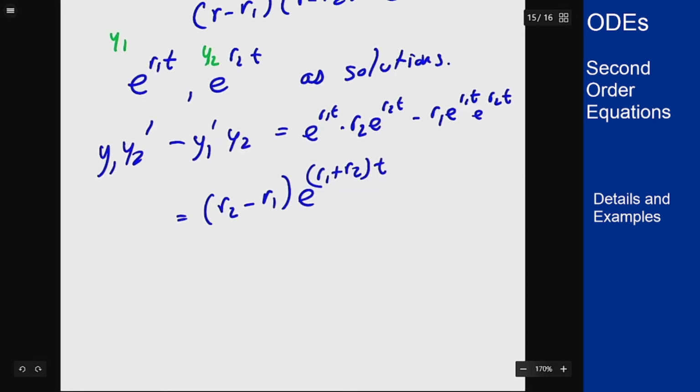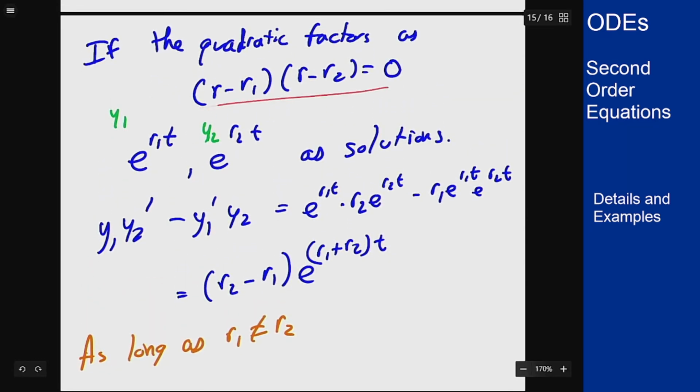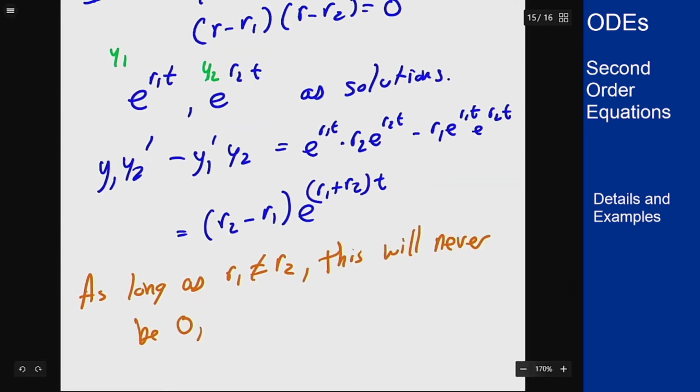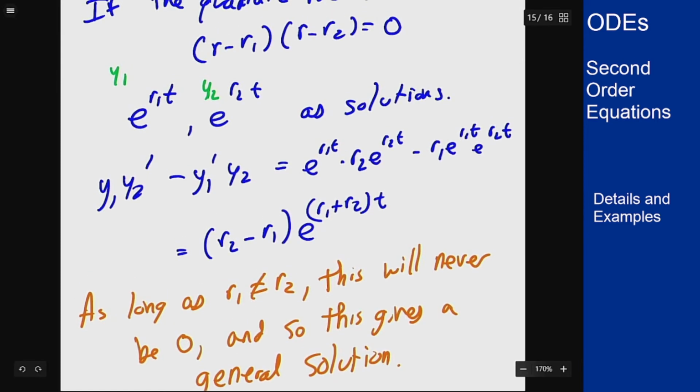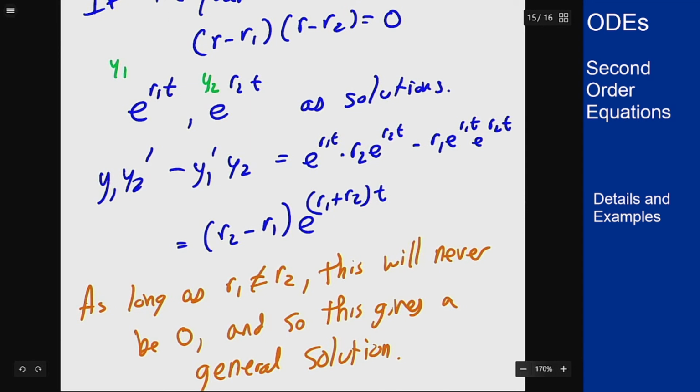So as long as r1 is not r2, this is not a double root, but it's actually two separate roots, this will never equal 0. So let's get the general solution. This idea here is also why we just know this method always works for any case where we have two distinct roots. If I have two distinct real roots, this process will tell me this always works no matter what. So all I have to know is that I have two distinct roots, and then I will know for a fact that's how I get my solution.